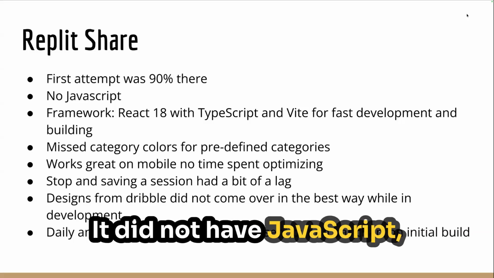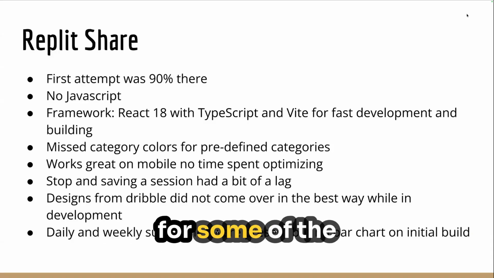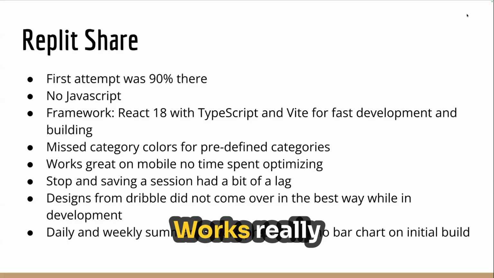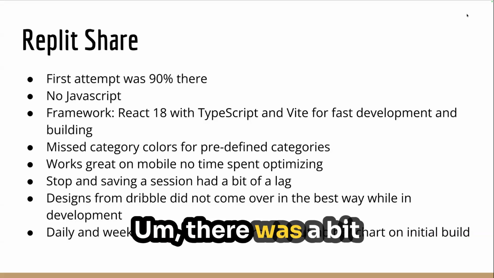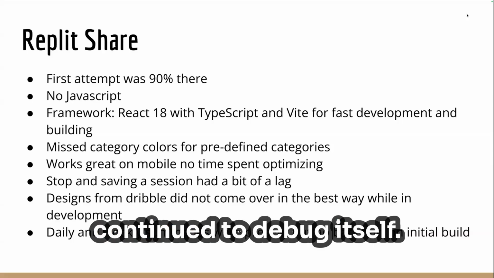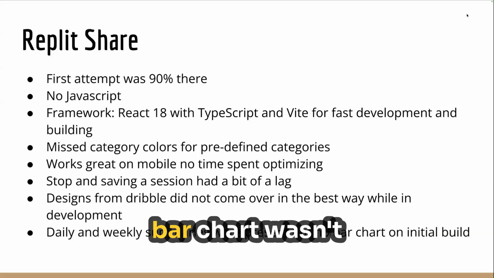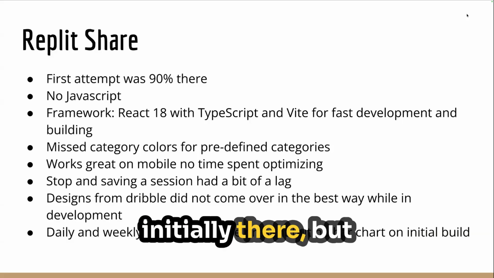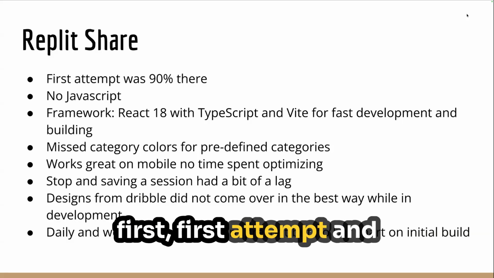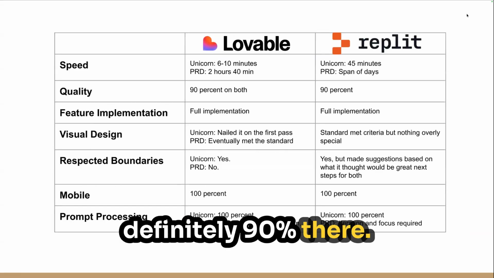It did not have JavaScript, but the framework was React, TypeScript, and Vite. Again, it missed the category colors for some of the predefined categories. Works really great on mobile. There's a bit of a lag when I was testing on the stop and saving the session, but that went away as it continued to debug itself. Designs didn't come through, and the bar chart wasn't initially there. But for its first attempt and going through those motions, it was definitely 90% there.